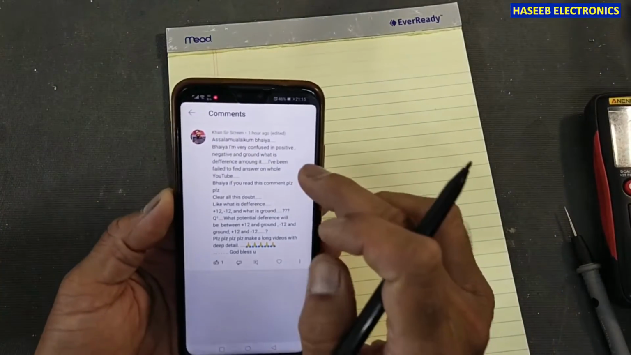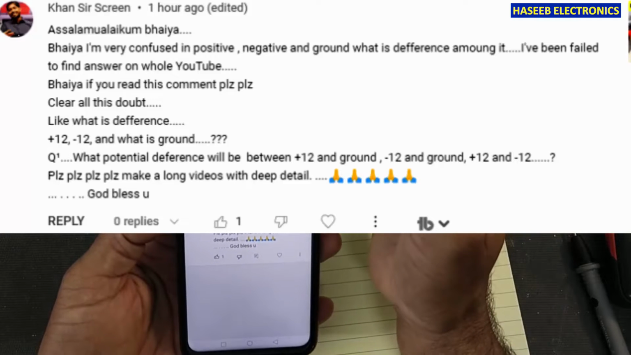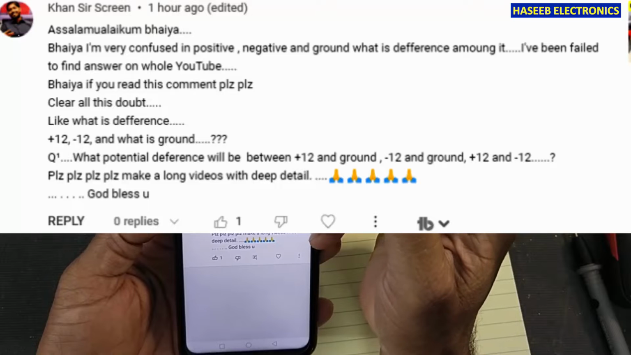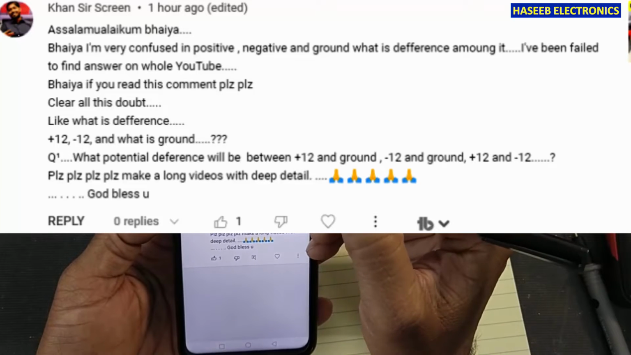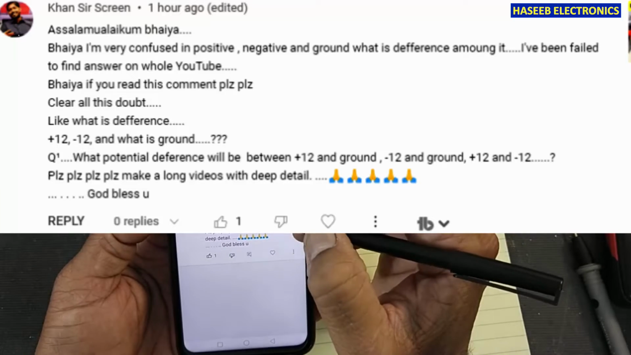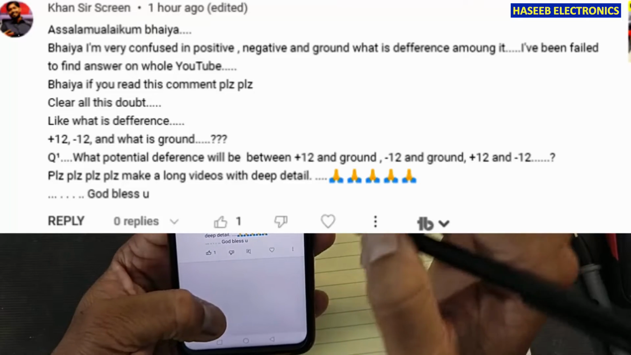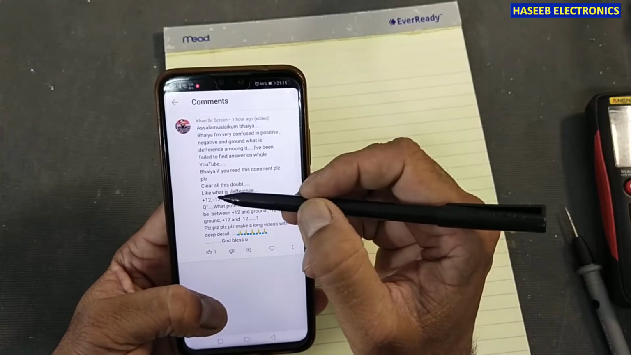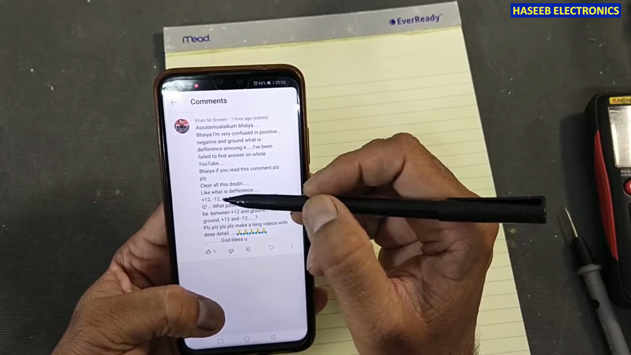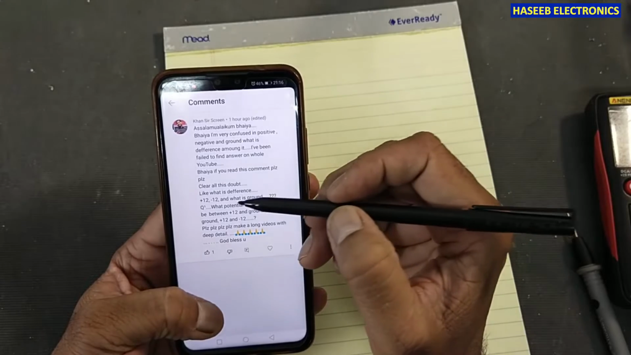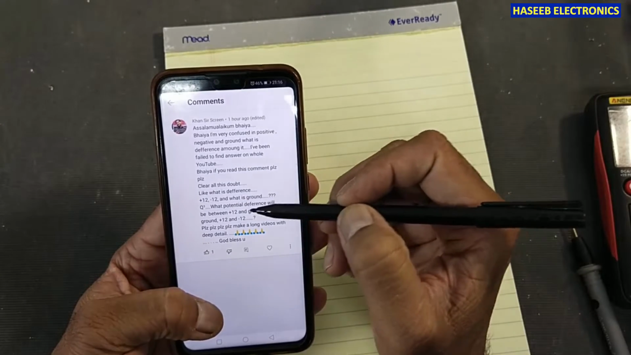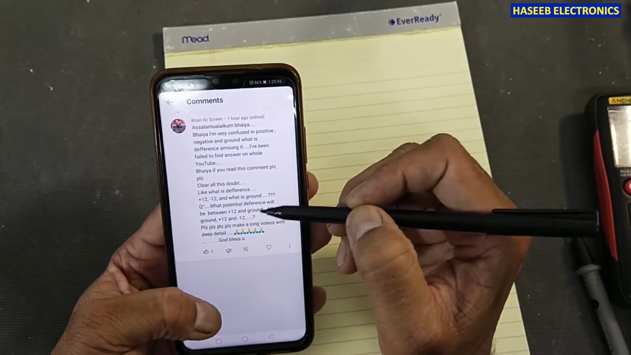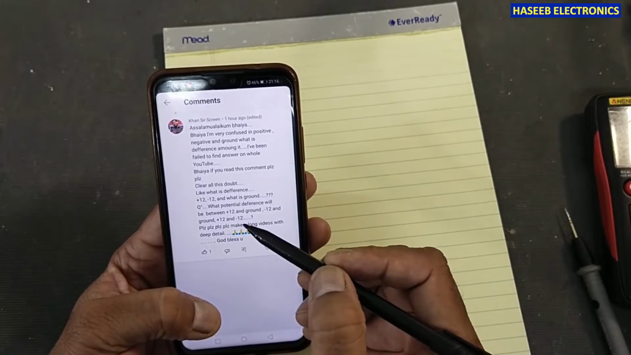It is a very long question. He says, I am confused in positive, negative and ground. What is the difference among them? Please read this comment and reply and clear all this doubt, like what is the difference between plus 12, minus 12 and what is ground? What potential difference will be between plus 12 and ground, minus 12 and ground, plus 12 and minus 12?